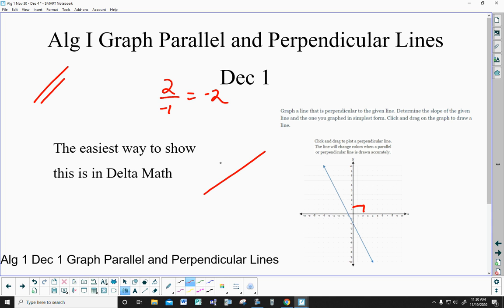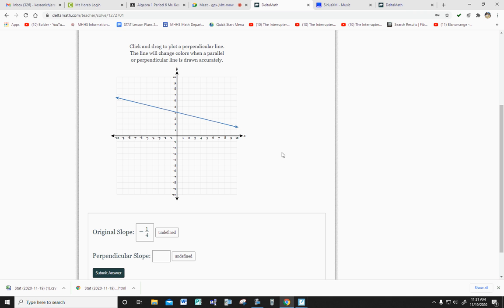If I have a line that looks like this, perpendicular is not going to look like that. There we go. These are looking like a right angle. Perpendicular lines form 90 degrees where they touch. So I want you to draw a perpendicular line. Grab a point anywhere you want, and when it turns green, then you are perpendicular. And count the slope. If I rise 1, 2, 3, 4, and over 1, then my slope is 4. Then you'd submit your answer.